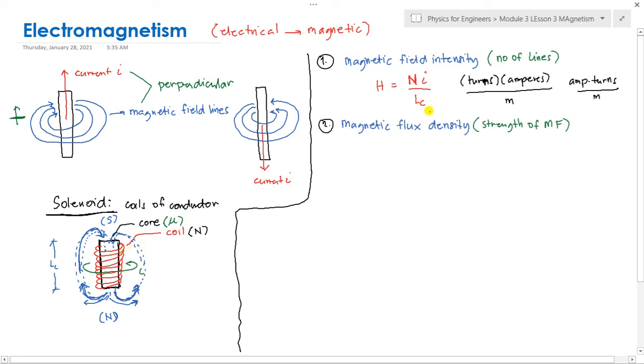Again, our magnetic field intensity H is related to our magnetic flux density. If we have many lines, then the field is strong. In the first criteria, we have not yet quantified how strong it is, because there we only measured how many magnetic fields there are. So, therefore, that is incomplete. That's why we have the second parameter.